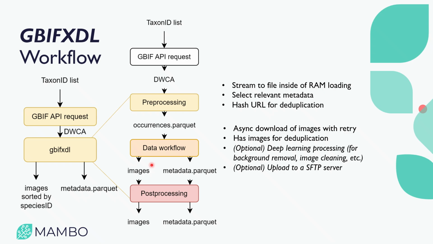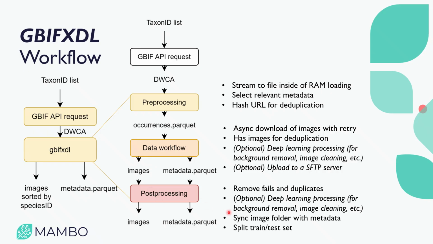This data workflow also contains 2 optional steps: a deep learning processor that can, for instance, sort out blurry or irrelevant pictures, and an uploader for an SFTP server to upload downloaded images directly to storage facilities. And finally, the post-processing workflow removes download failures, such as corrupted images, and makes sure the downloaded images and the metadata file are aligned, meaning that one line in the metadata table should correspond to one downloaded file.